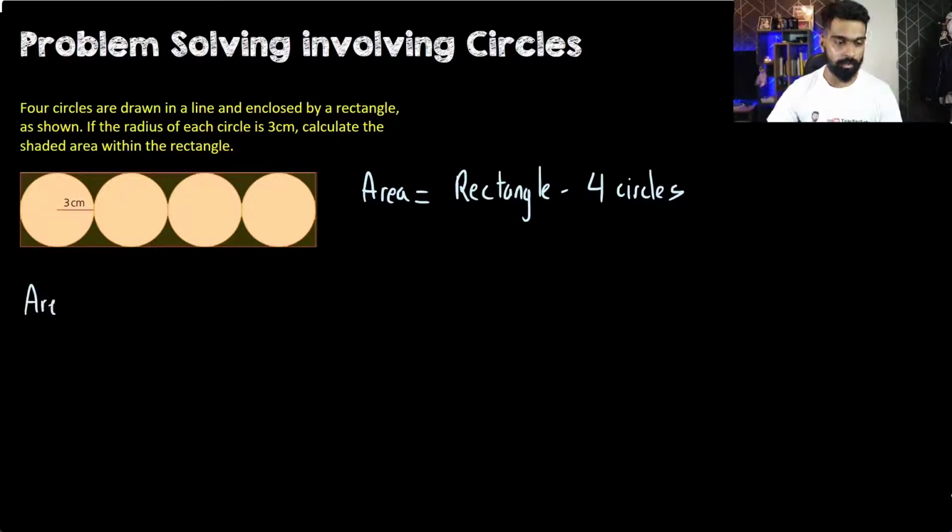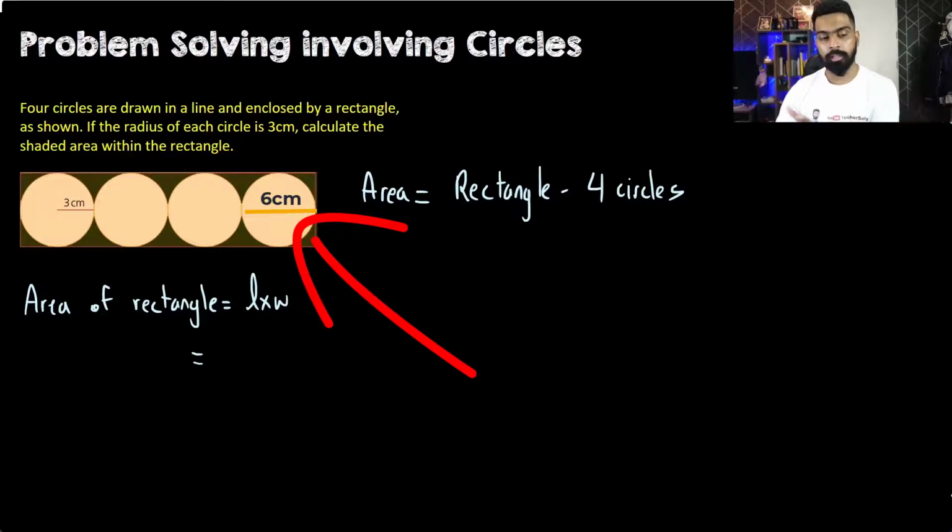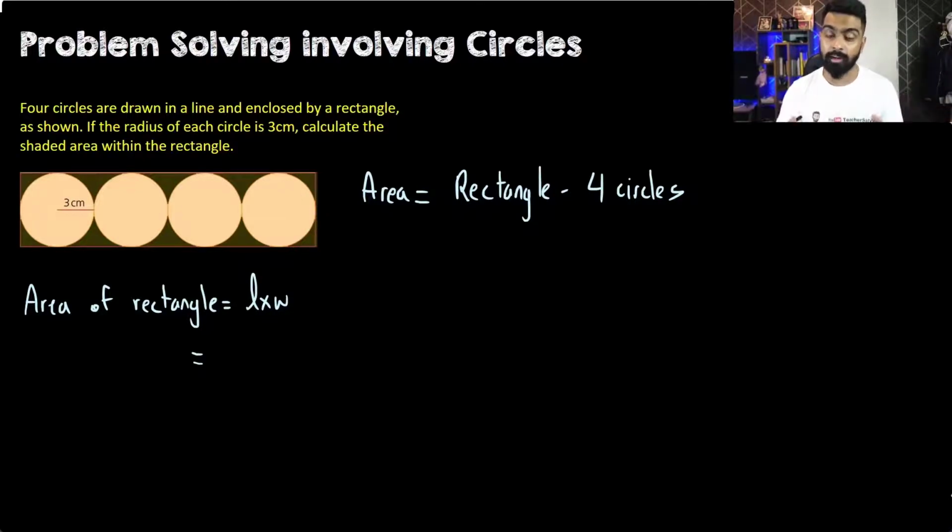So area of rectangle is equal to the length multiplied by width, right guys? Now we don't know the length in this question, but we can find the length, right? We see that the radius is 3 cm, therefore the diameter will be 6 cm. Alright guys, now in total there are 4 circles in this rectangle, which is totally enclosed, and 6 times 4 will give us the length, right? So the length of this rectangle will be 24 cm.